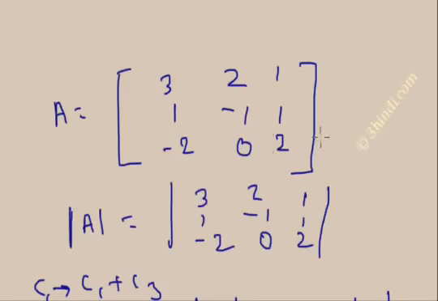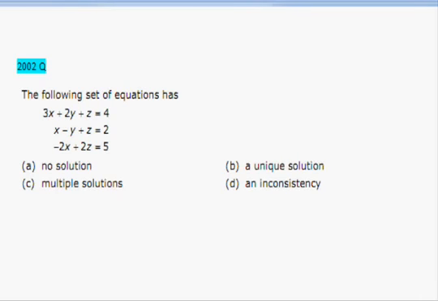So the solution is: rank of A is 3 and it is equal to the rank of K. K's rank will also be 3, and it is equal to the number of variables. 3 is the same as the number of variables. So the solution is unique. So this has a unique solution. B is the correct answer.